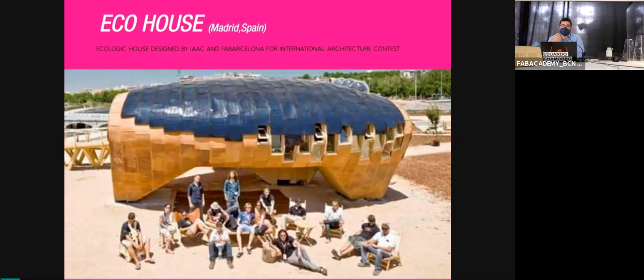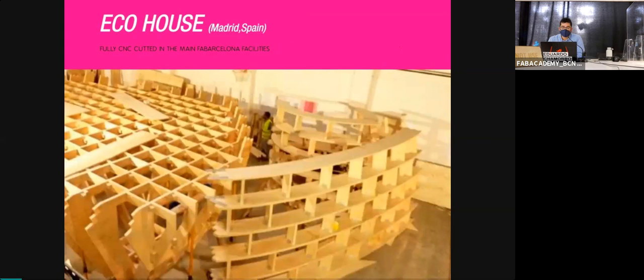So this full house was completely made with the CNC. Some parts were also laser cut with the big Multicam that you used two or three weeks ago. It's a whole digital fabrication house. And for example, here you can see the main hall with all the ribs.